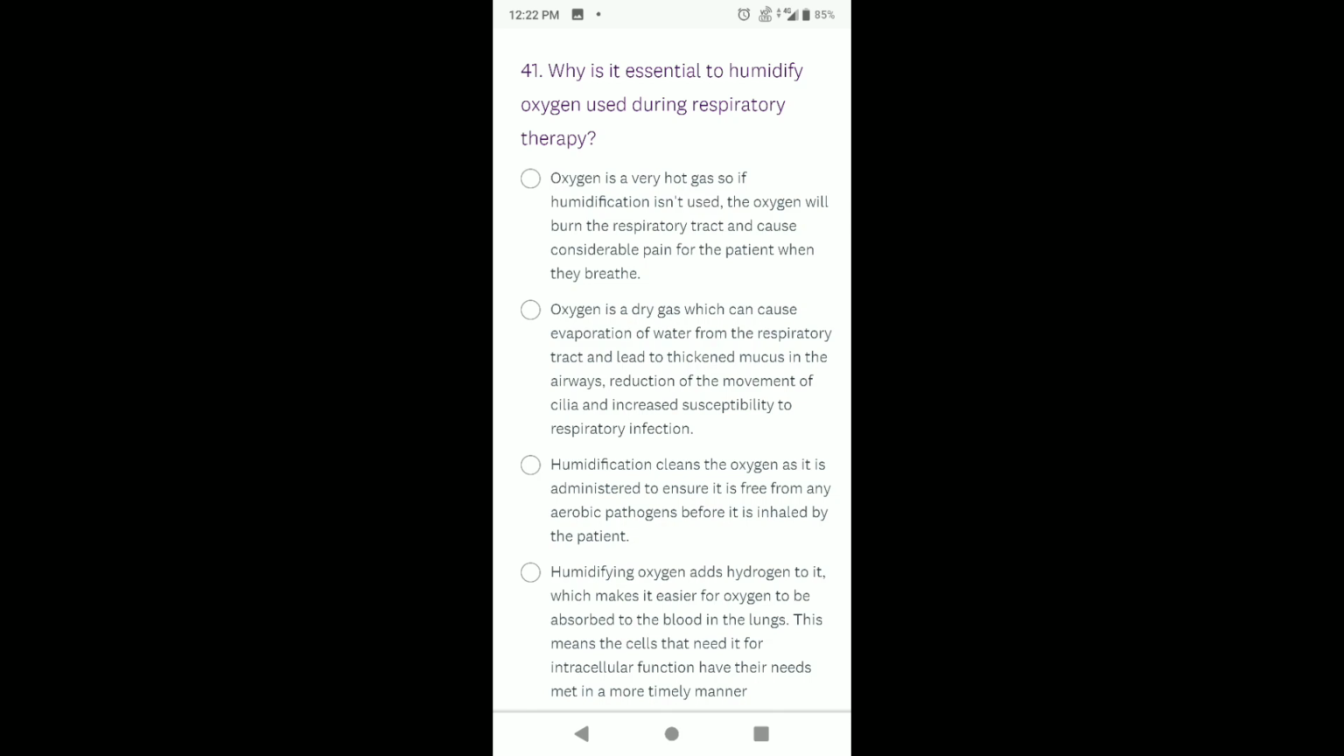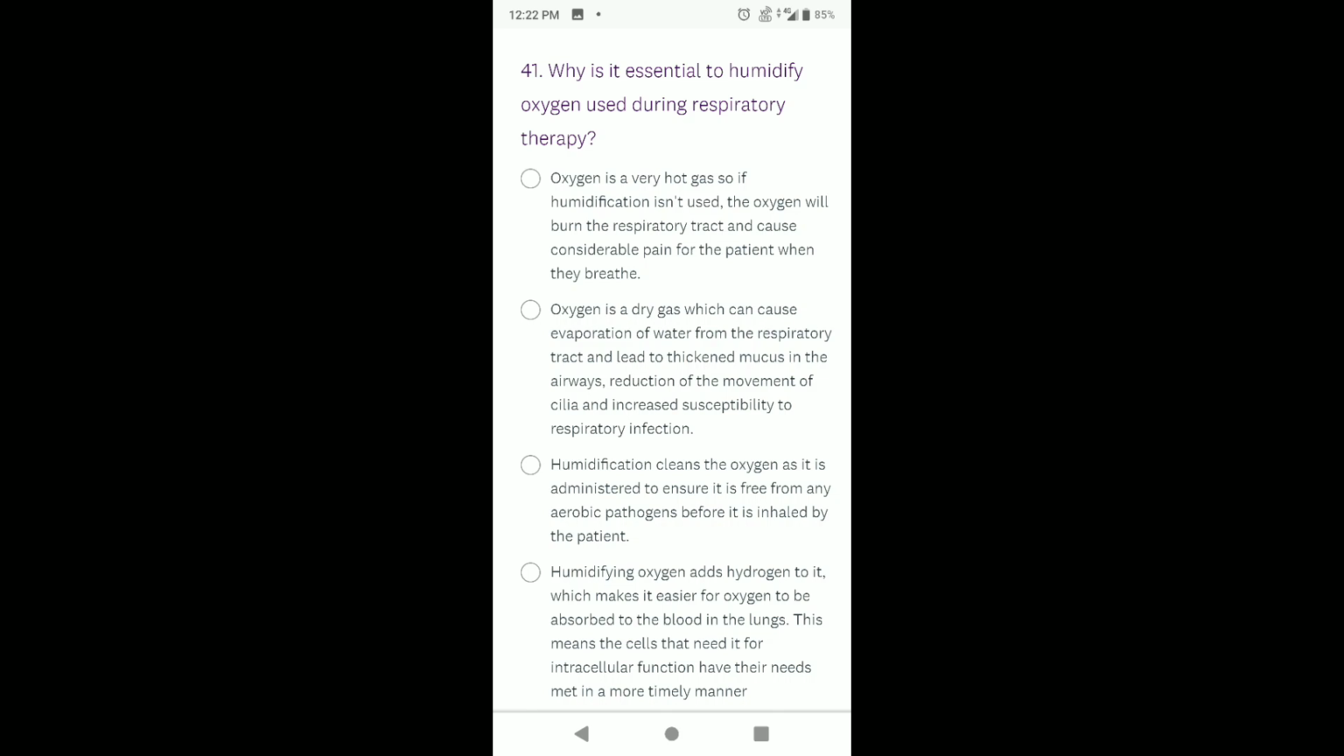Option A. Oxygen is a very hot gas, so if humidification isn't used, the oxygen will burn the respiratory tract and cause considerable pain for the patient when they breathe. Option B. Oxygen is a dry gas which can cause evaporation of water from the respiratory tract and lead to thickened mucus in the airways, reduction of the movement of cilia, and increased susceptibility to respiratory infection.